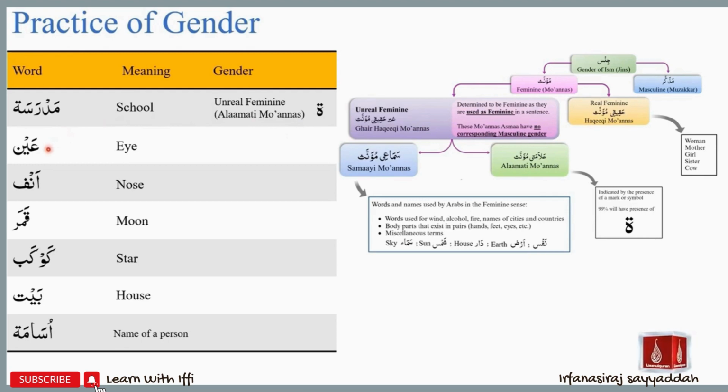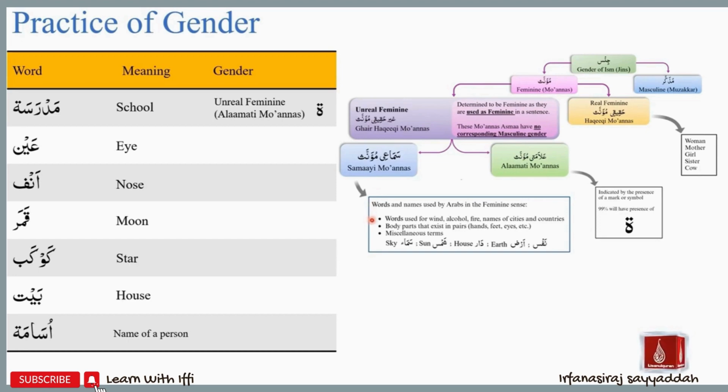Next we have the word ain. Ain means eye. Again, we don't know if it's masculine or feminine, but we can look at the chart. We will look at the group of feminine asma. We know that ain is not a real feminine because there is no corresponding masculine ism. Ain could be an unreal feminine, but it is not an alamati muannas because it does not have the gol ta at the end. Could ain be a samai muannas?